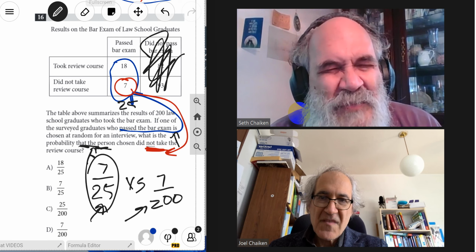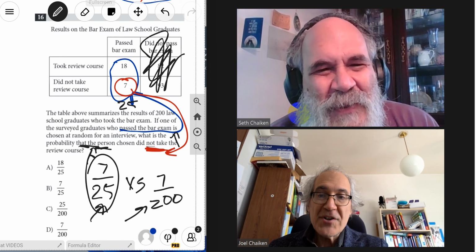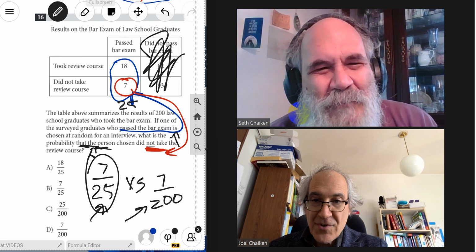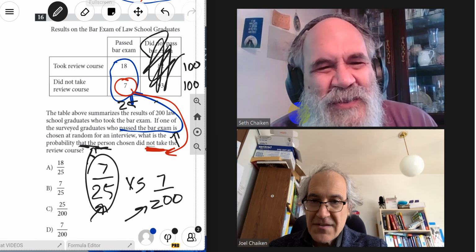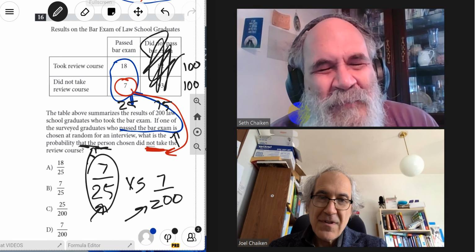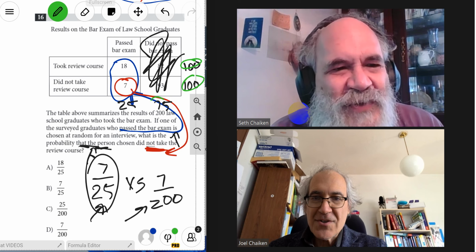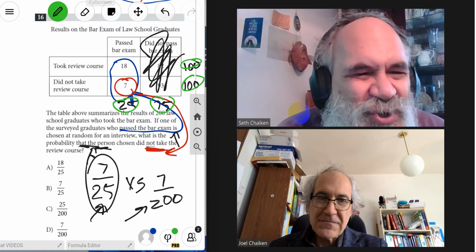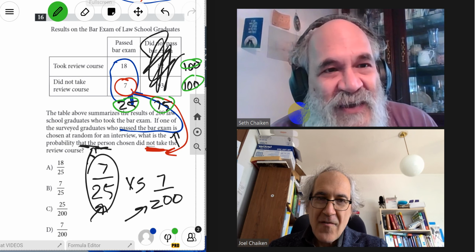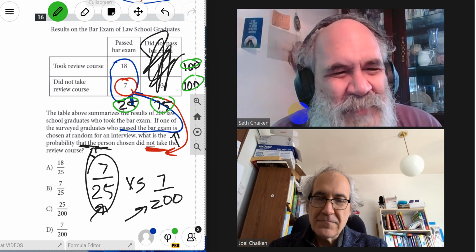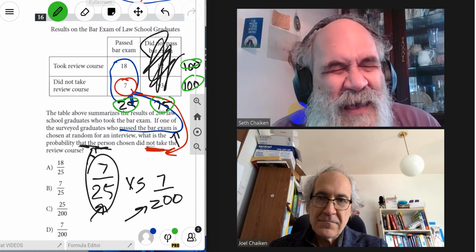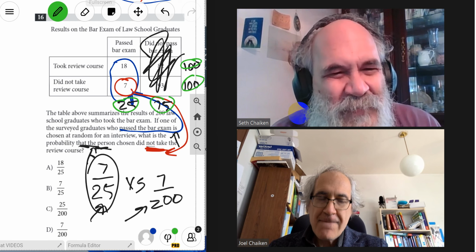Of those who pass the bar exam. The reason why they say margin is because you add up all these numbers and you put them in the margin. The margins of the review. It's a distribution over taking versus non-taking of the review course. And then you marginalize over the first column.